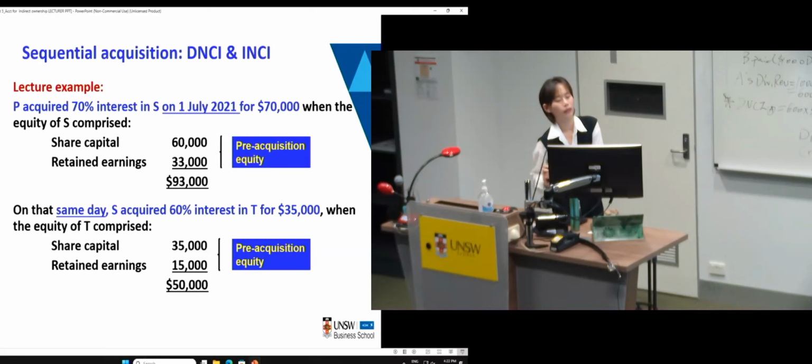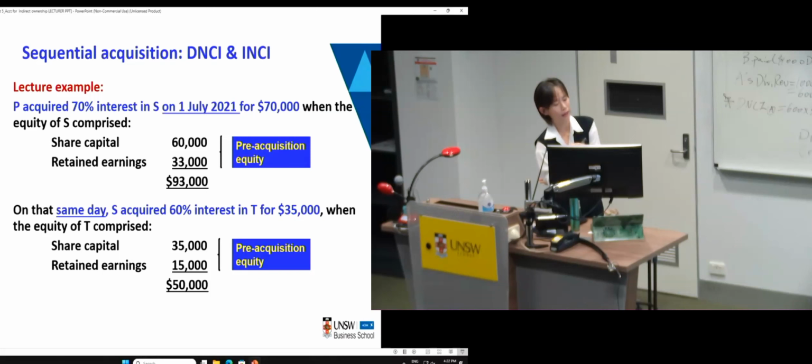On the same day, so you can see this is a sequential acquisition, Us Limited acquired 60% interest in T Limited for 35,000, when the equity of T included a share capital of 35,000 and retained earnings of 15,000. This is Us and T's pre-acquisition retained earnings and share capital balance.